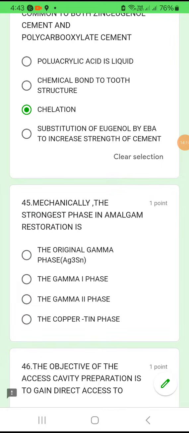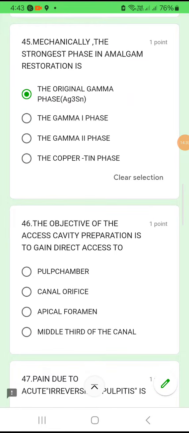Question number 45. Mechanically, the strongest phase in amalgam restoration. Original phase or gamma 1 or gamma 2 or copper tin phase. Original phase is always the stronger one. So Ag3Sn, original gamma phase is the strongest phase in amalgam restoration. Option A is the answer.